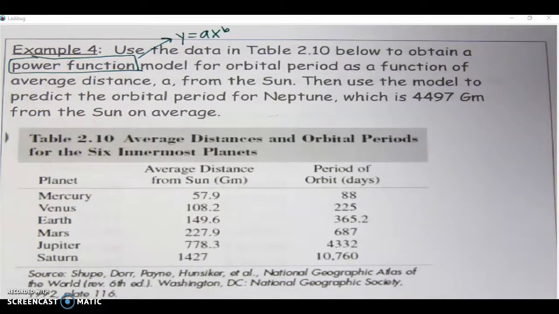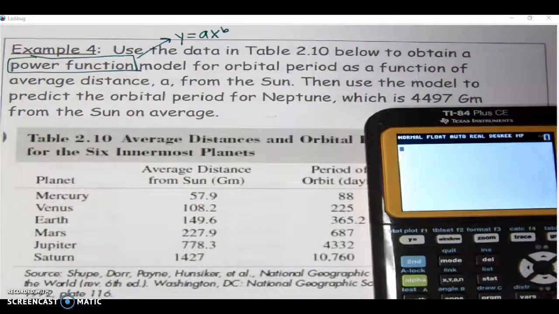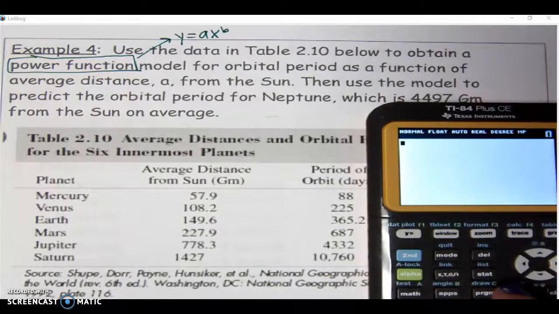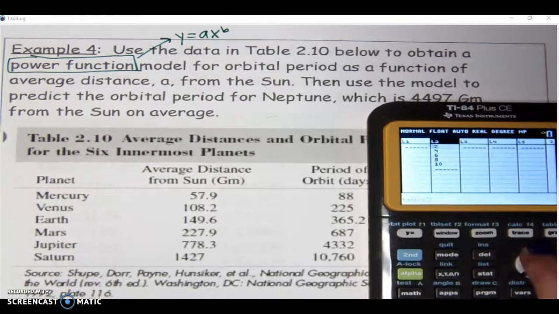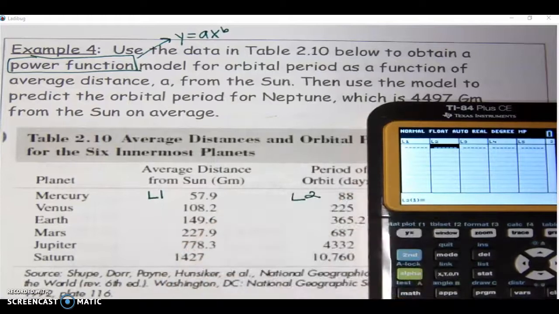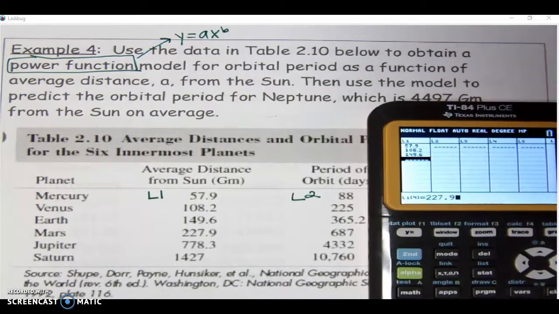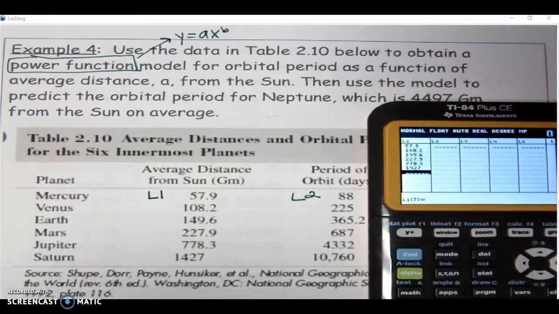So what you're going to do, because you're going to use your calculator, you're going to go to your stat edit. To clear out the list, you just hit clear, enter. So you're going to have L1 and L2 here. And you're going to type those in. And I always type one list in and then check, make sure they're correct.